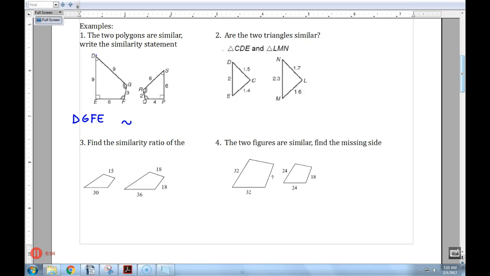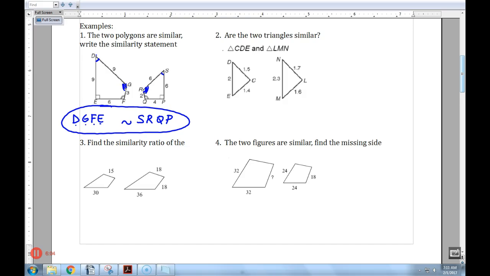Well, now when I do the second one, I got to be careful because I got to figure out who matched up with D because that was my first letter. Well, that would be S. And then my second letter was G, which is right here, and that corresponds with R. And F corresponds with Q, and E is congruent to P. So this is what's called a similarity statement.